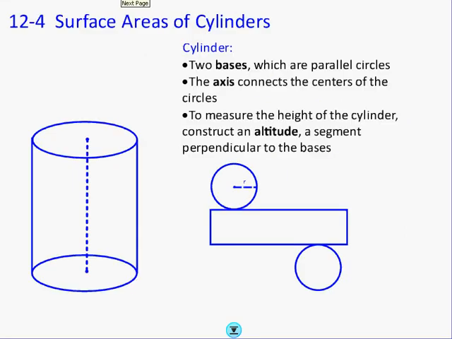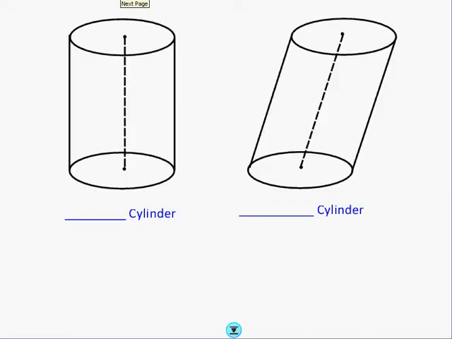Okay, surface areas of cylinders. Cylinders are a lot like prisms. The only difference is the base. The base is not a polygon. Instead, the base is a circle. Again, if it's standing up straight, it's a right cylinder. Otherwise, it's oblique.